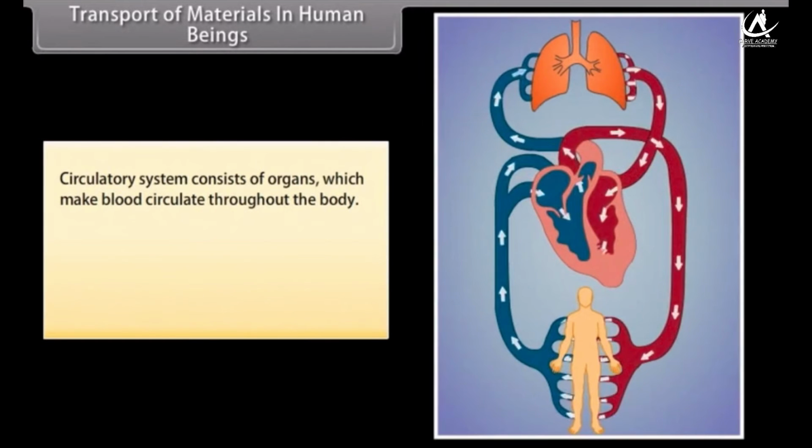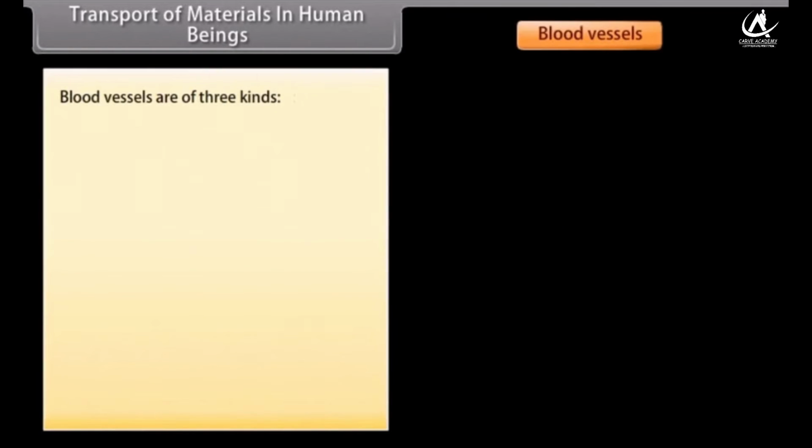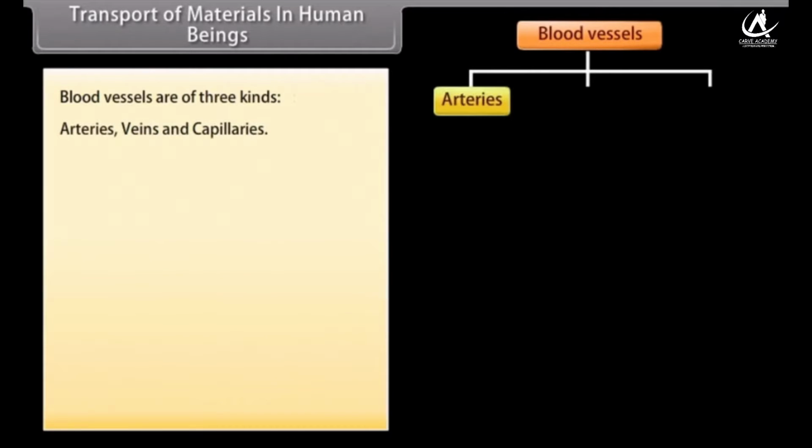Circulatory system consists of organs which make blood circulate throughout the body. Human circulatory system consists of centrally located muscular pump called heart and blood vessels, which are tube-like structures connected to the heart. Blood vessels are of three kinds: arteries, veins and capillaries.